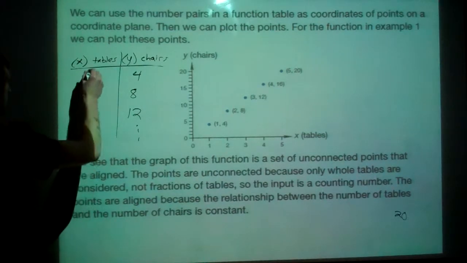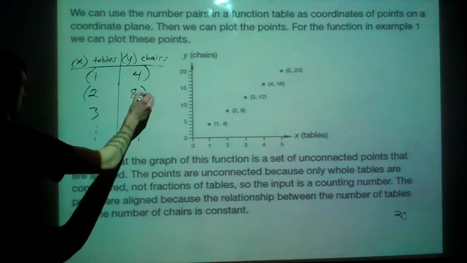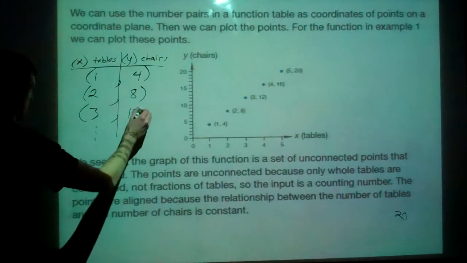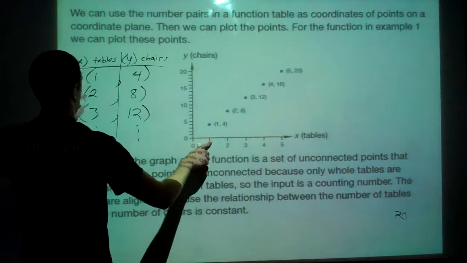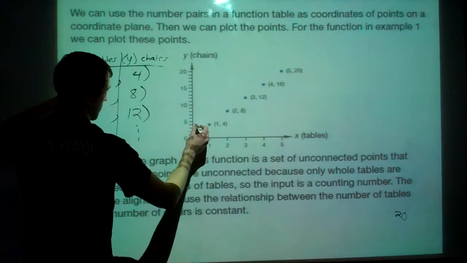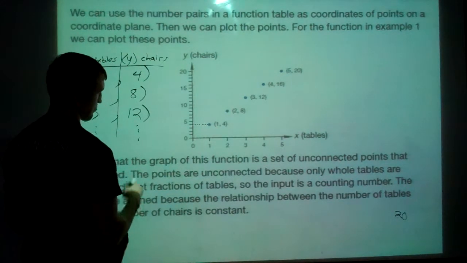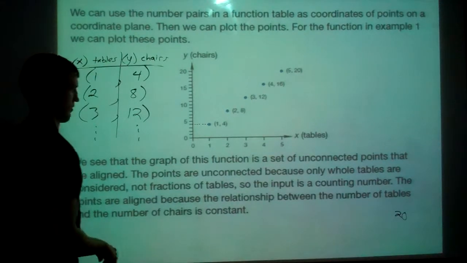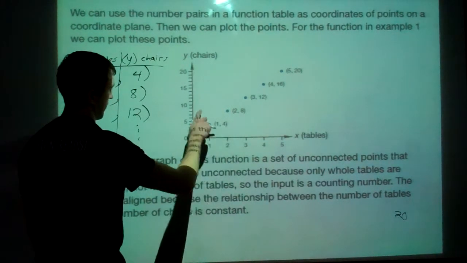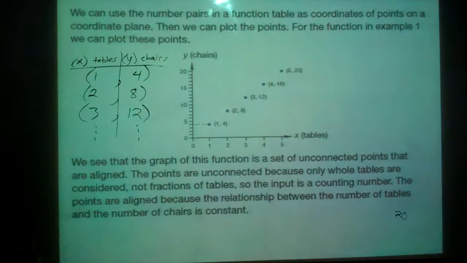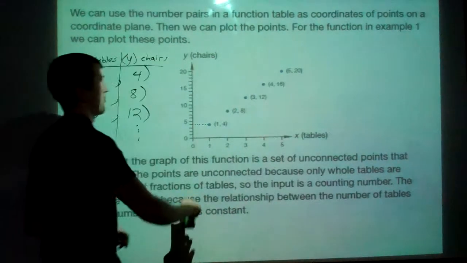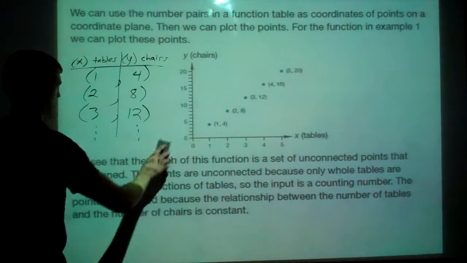Alright, so we can think of these as ordered pairs, or points that we can plot on a graph. Okay? If there is one table, there are 4 chairs. That's how it's working. So they took all of these and plotted them on a graph. 2 tables, we'd have 8 chairs. 3 tables, we would have 12 chairs. Okay? So it keeps going up in that fashion. It would form a line if we connected all of those, and we would see a linear pattern.